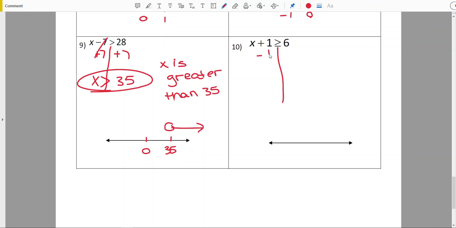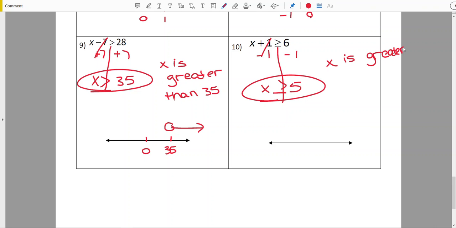Last one, I'm going to subtract 1 from both sides because I have x plus 1. I need to do the opposite. X is greater than or equal to. 6 minus 1 gives me 5. Here's my inequality solution. I'm going to read it. X is greater than or equal to 5. So here's 0, here's 5, it's equal to, and x is greater.